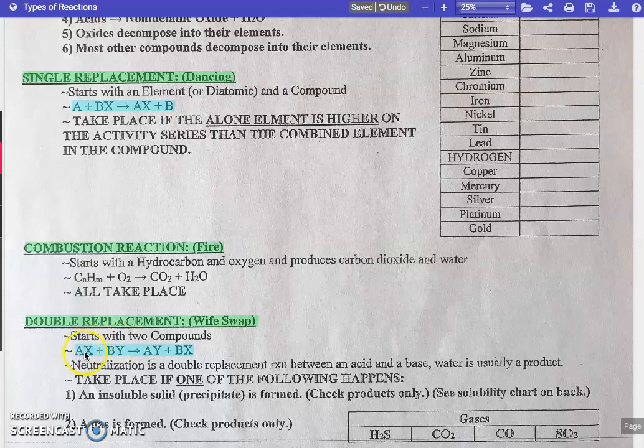But you can see that A was bonded with X. A is now bonded with Y. Y was the other part of the compound. You can only switch one thing. You can't switch both because then you don't switch anything. So you can see here A and B are still the first element in the reactant and the product. A and B are written first. X and Y have just switched spots.